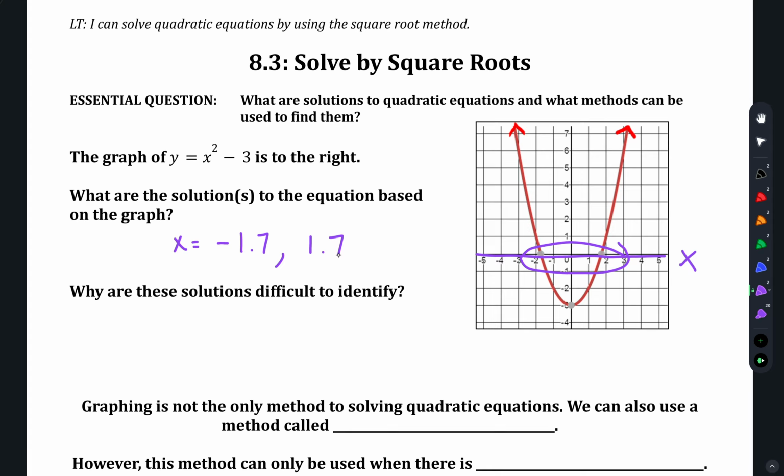Why are these solutions difficult to identify? Because they're not on exact coordinates. They are not whole numbers.